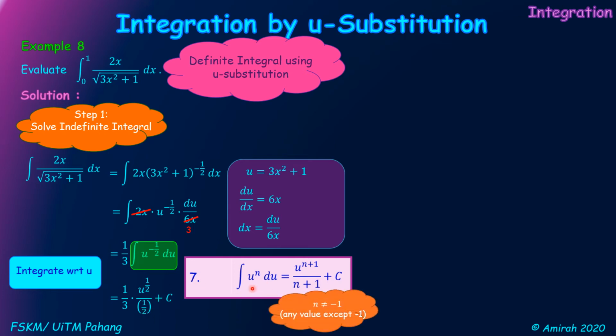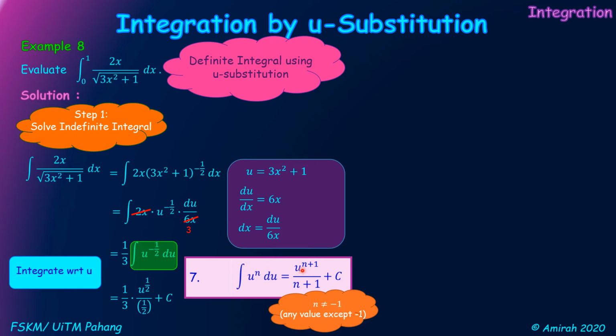Okay, when we have the integration of u to the power of n du, where n does not equal negative 1, we can write u to the power of n plus 1 over n plus 1 plus c. Now our n equals negative half, which is not equal to negative 1. So we can use this formula.